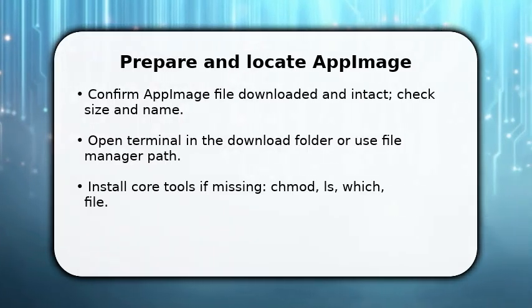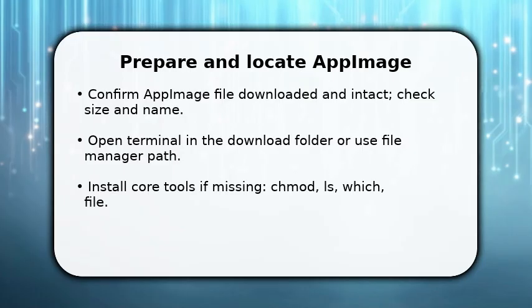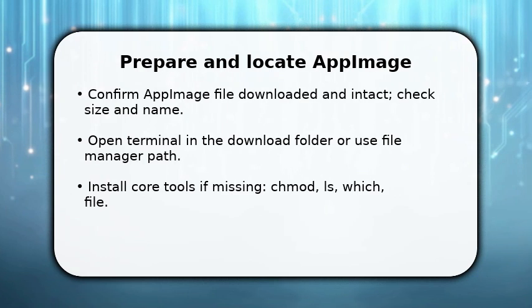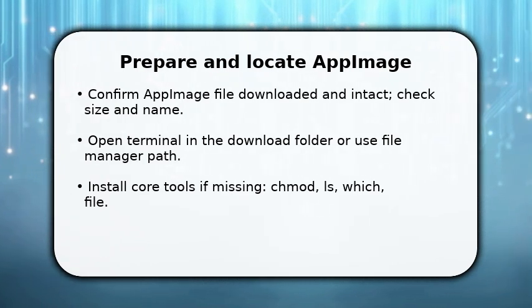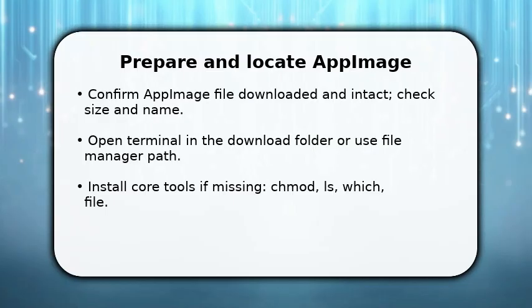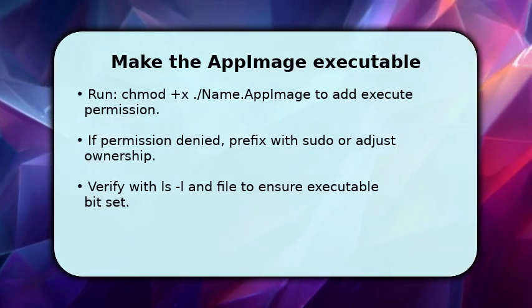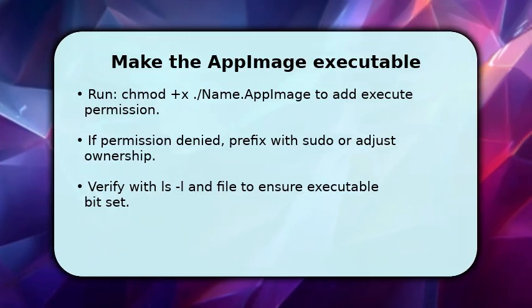You will now switch into the folder with cd or open the file manager, because the next step needs the exact file name and path. You will now make the AppImage executable so Linux can run it directly. Run chmod +x ./name.AppImage while in the directory. This sets the user execute bit.